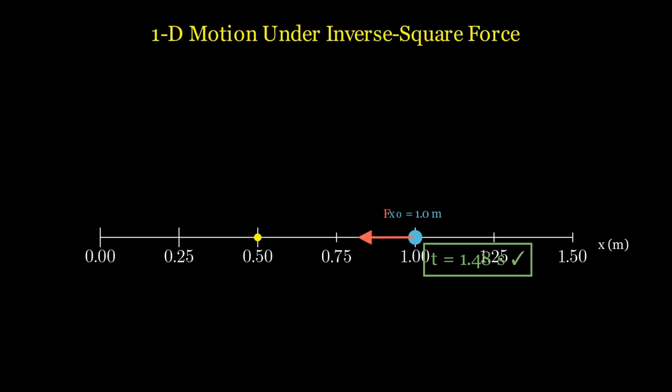Let's watch the complete motion. The particle starts at 1 meter, passes through 0.5 meters at 1 meter per second, and continues accelerating as the force grows stronger. Notice how the force arrow gets longer as we approach the origin. At 1.48 seconds, we reach our final target at x equals 0.25 meters.